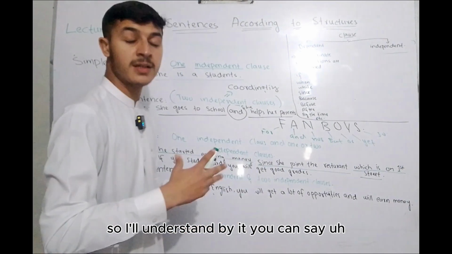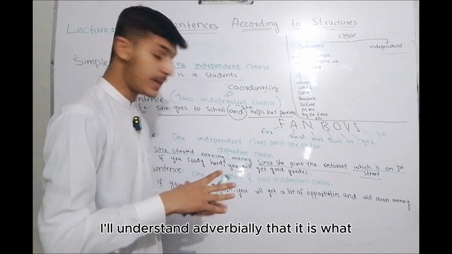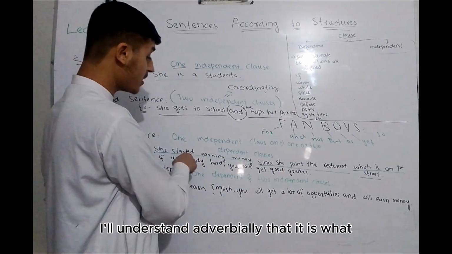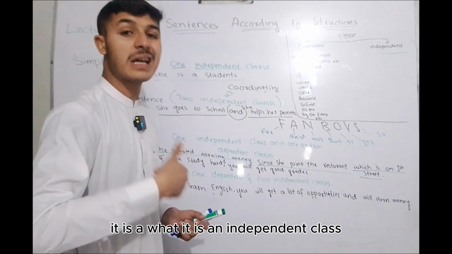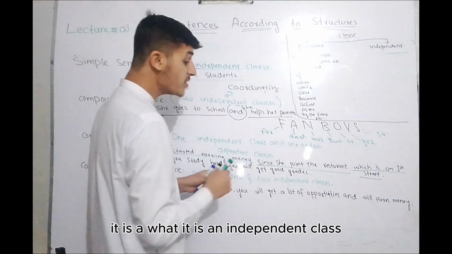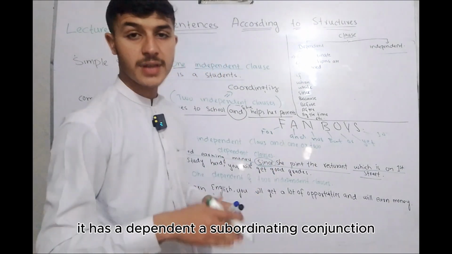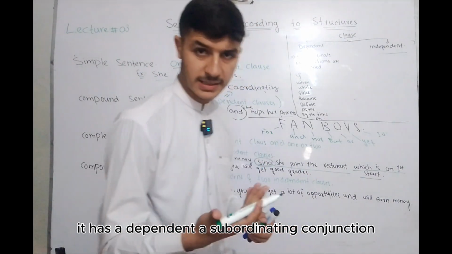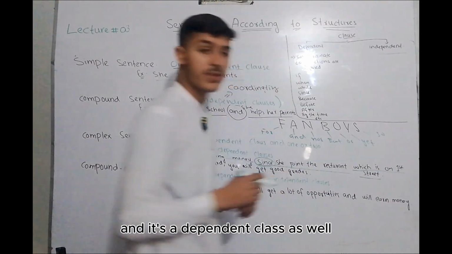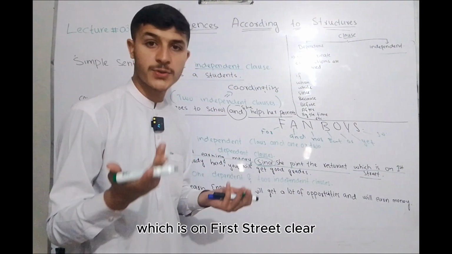So I'll understand by it. You can say I'll understand arithmetically that it is what? It is an independent clause. Since she joined the restaurant, look, it has a what? It has a subordinating conjunction, and it's a dependent clause as well, which is on First Street.